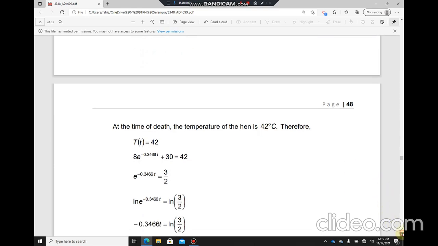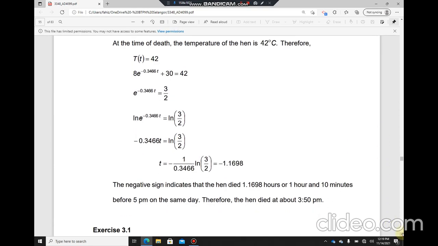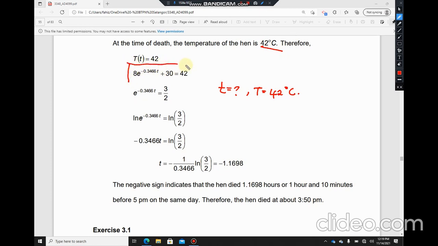Okay, so next question ditanya at the time of death the temperature of the hen is 42 degree Celsius. So ditanya bila masa ayam tu mati, bila temperature dia adalah 42. Kat sini maknanya kita nak cari what is the time when temperature equals to 42 degree Celsius. So just use the same formula.